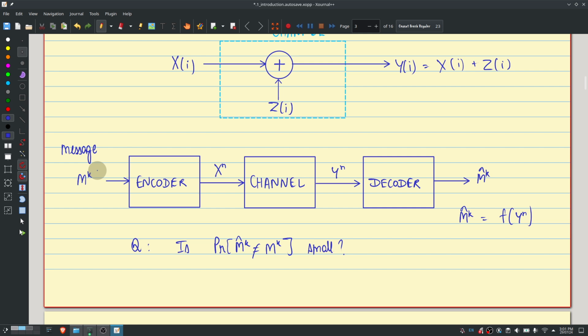So we're not going to worry about that, but it's just enough to understand that your message, which is your file, is going to be encoded into some sequence of length n, and this is transmitted across the channel. So you transmit n symbols one after the other through this particular channel. What you receive is x_n plus some noise.